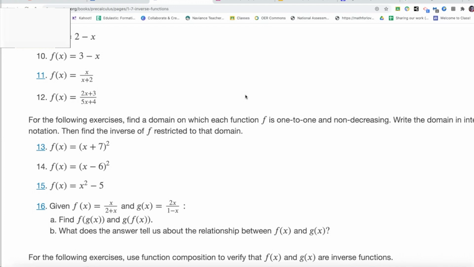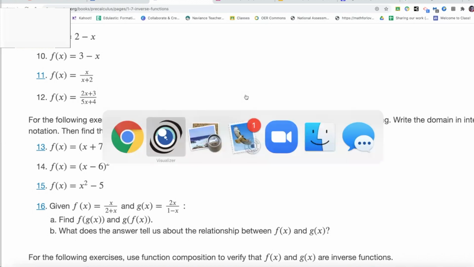15. f of x equals x squared minus 5. Find a domain on which each function f of x is one-to-one and non-decreasing. Write the domain in interval notation. And then find the inverse.